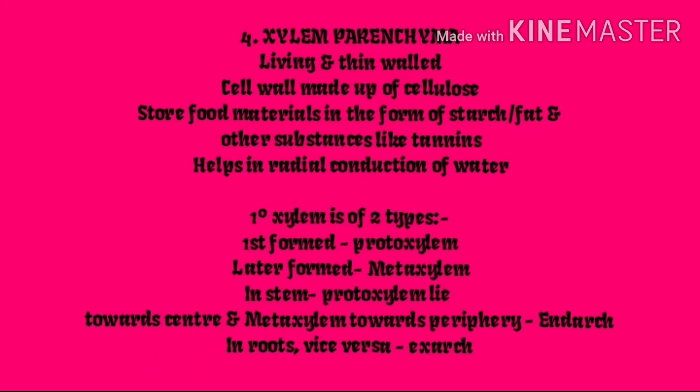The primary xylem is of two types, protoxylem and metaxylem. Protoxylem is the first formed xylem, while the later formed xylem elements are called metaxylem. In the stems, the protoxylem lies towards the center and metaxylem lies towards the periphery of the organ, and this type of primary xylem is called endarch, while in the case of roots, it is vice versa. That is, the protoxylem lies towards the periphery and metaxylem lies towards the center. Such an arrangement of primary xylem is called exarch.